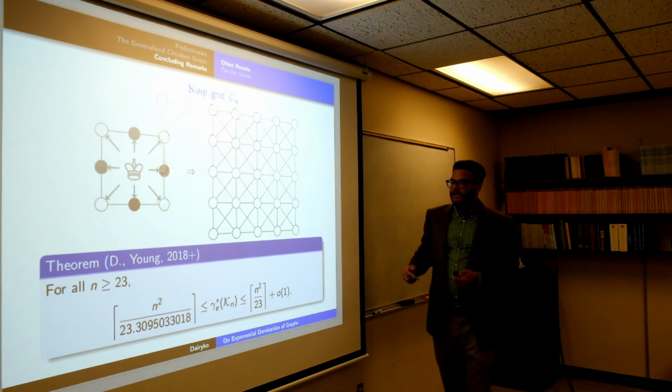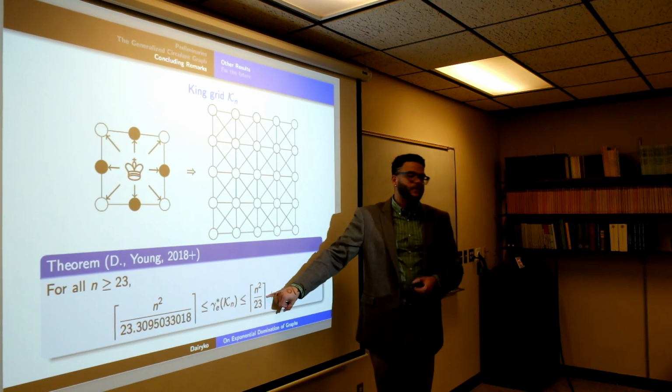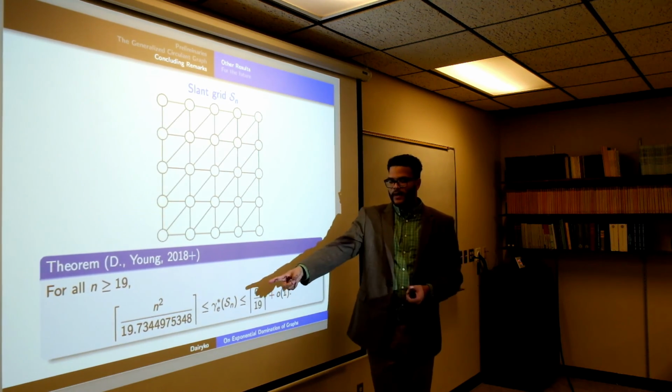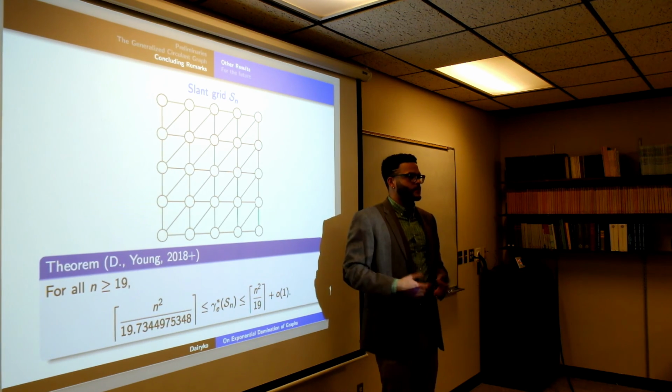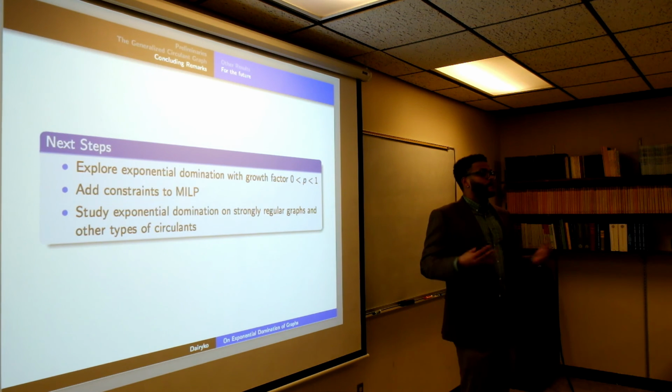And also one thing that I forgot here is that I conjecture that this lower bound actually is going to be n squared over 23. And then for this one, I have the conjecture that this lower bound is actually going to be n squared over 19.